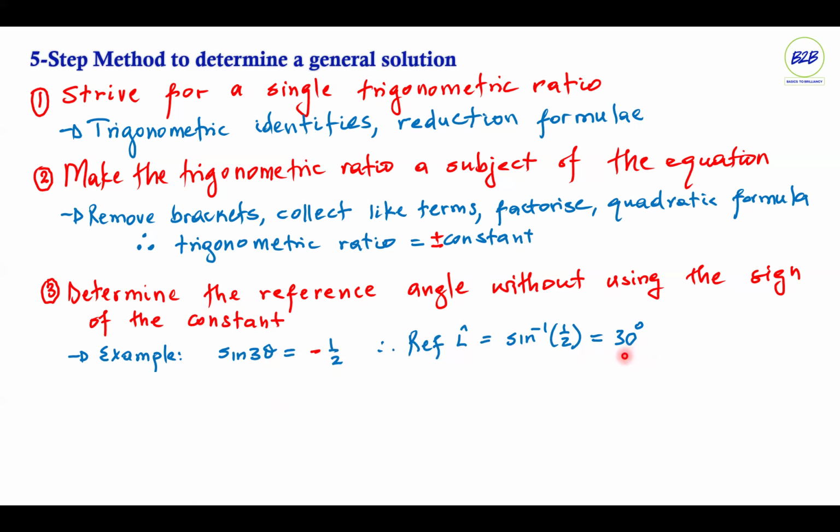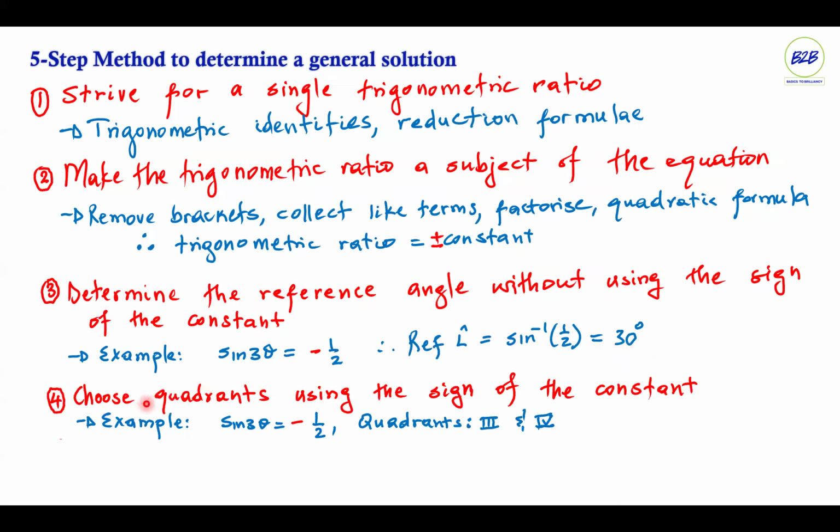All right. Now that we have the reference angle, what comes after that? We must then choose the quadrants that we are going to use. In step 3, we said determine the reference angle without using the sign of the constant. And then we use that sign in step 4 to choose the quadrants using the sign of the constant.